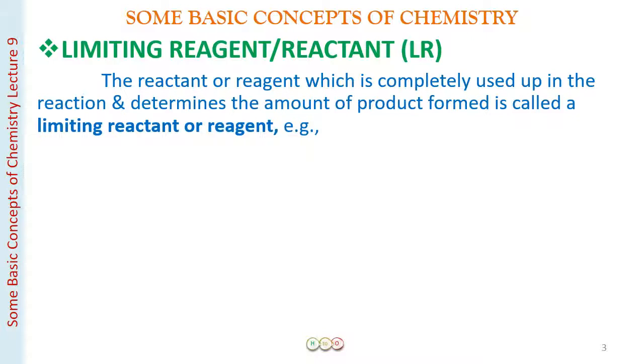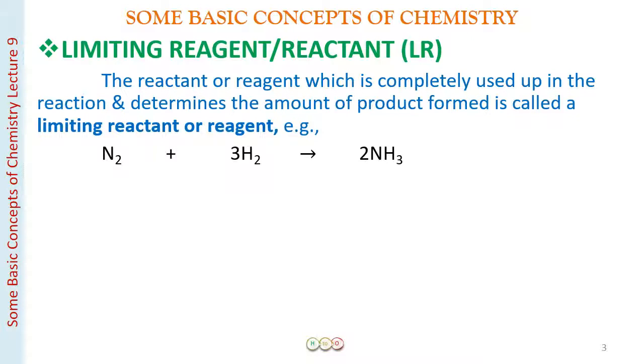So we define this as the reactant or the reagent which is completely used up in the reaction and determines the amount of product formed is called the limiting reactant or reagent, because the amount of product is going to depend upon this reactant which is less in quantity, right? However much more you may take of the other reactant, there is no more product going to be formed. Fine. So let us see this with an example also.